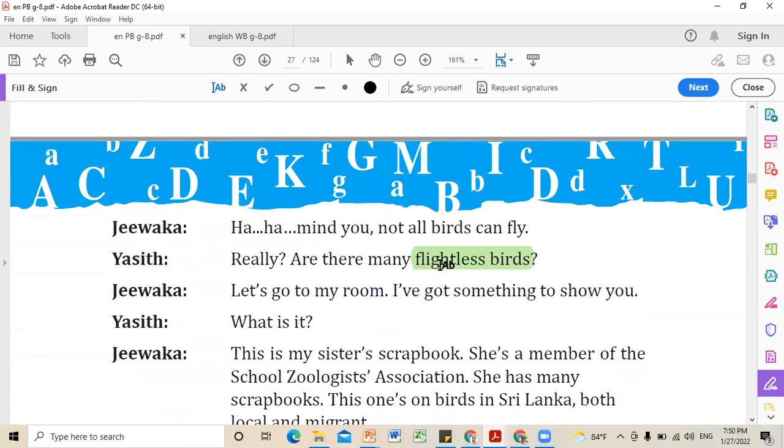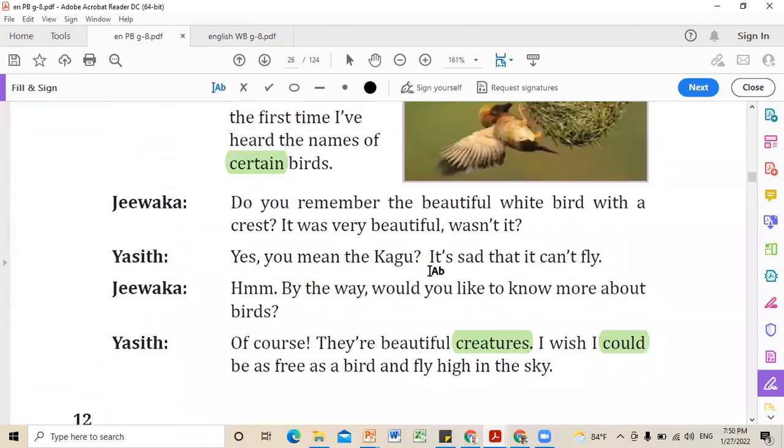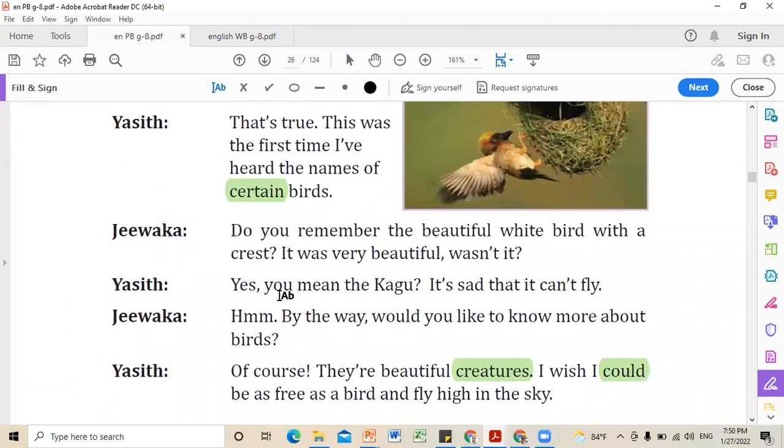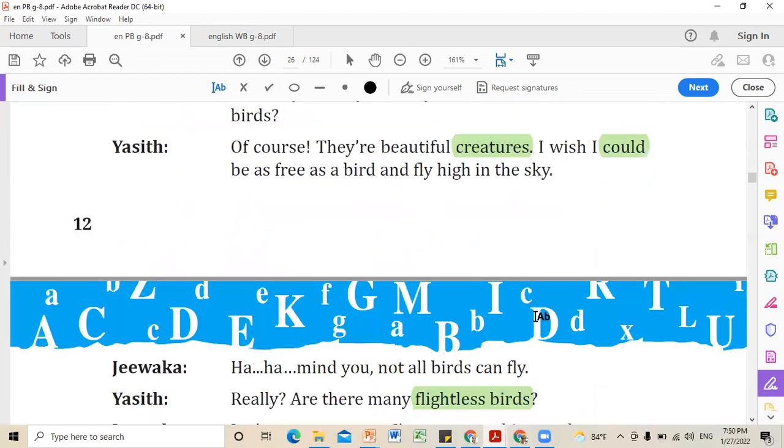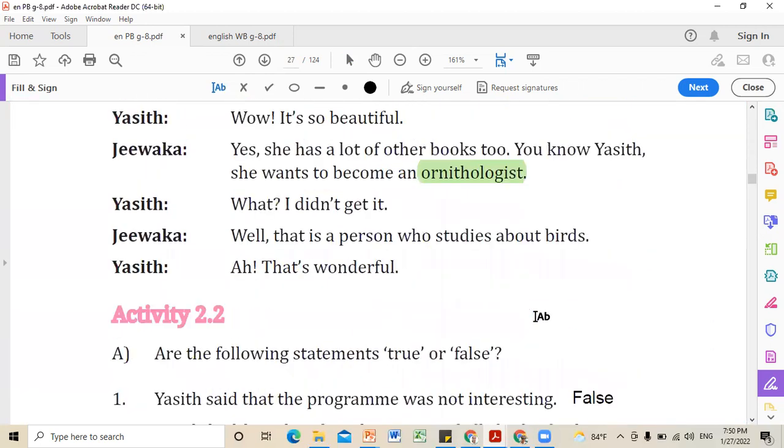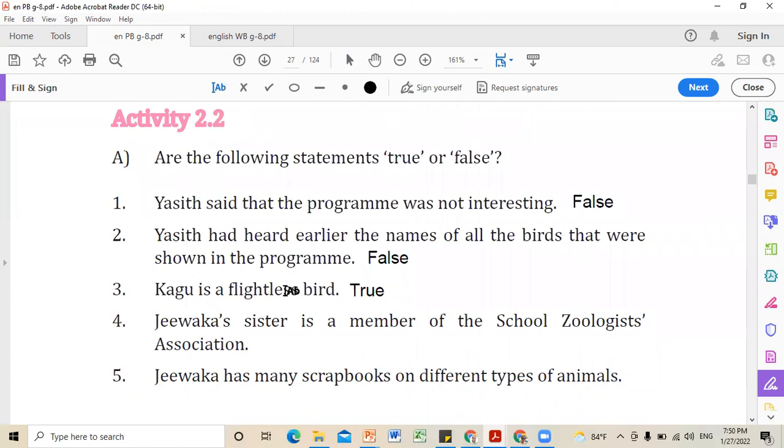Why? Because it is given here that they are talking about Kagu, and he says, yes, you mean the Kagu? It's sad that it can't fly. So it can't fly means it is a flightless bird. Right. Okay, good.